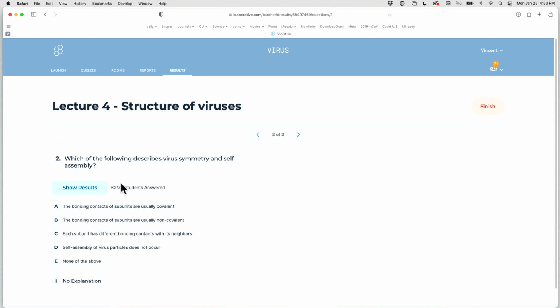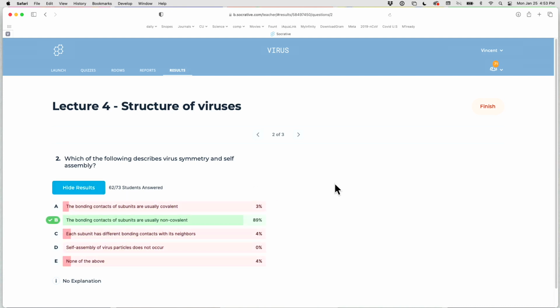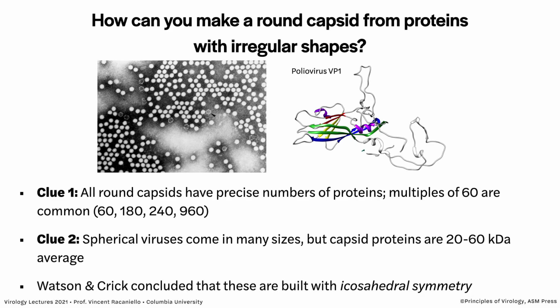All right, what do we have here? Most of you got B. The bonding contacts are usually non-covalent. So they're not usually covalent, not at all. That's how they come apart. They don't have different bonding contacts. They have, quote, identical, right? Self-assembly does occur. So that's helical symmetry.